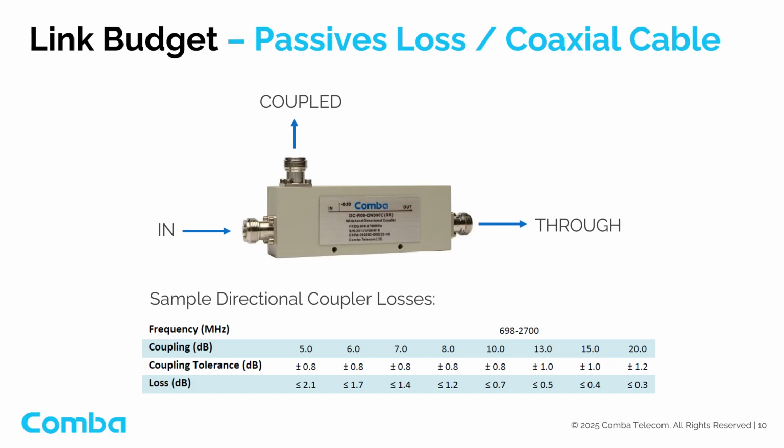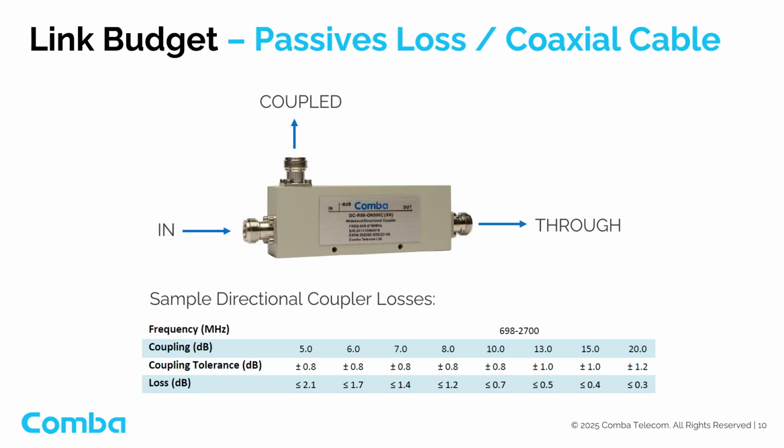In addition to cable losses, passive components such as splitters, tappers, and couplers also introduce signal loss that we must account for in the link budget. This slide shows a directional coupler as an example. A directional coupler has 3 ports: input, coupled, and through. Datasheets typically list couplers in a series.